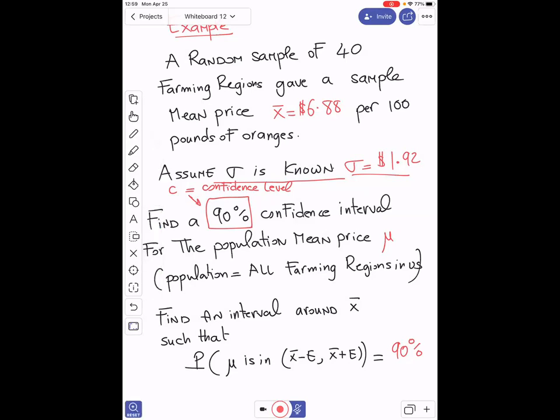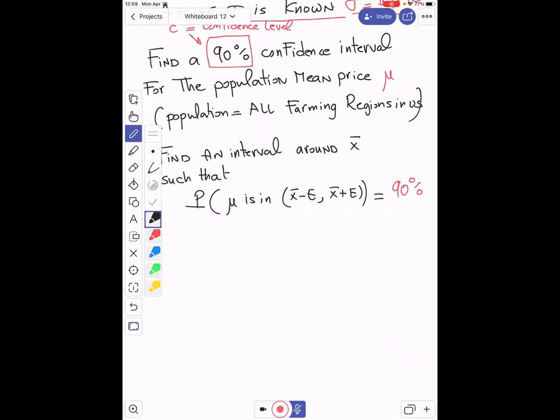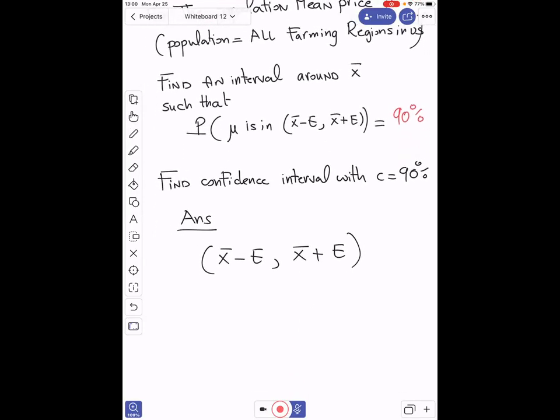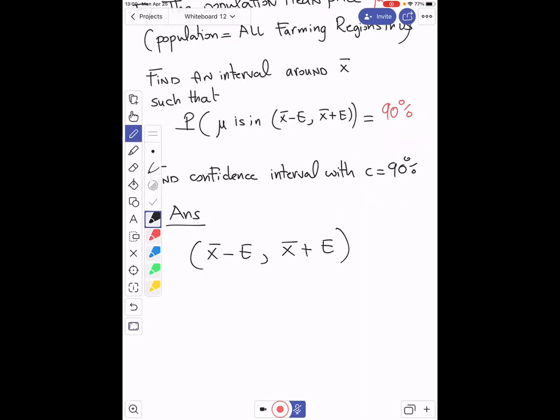So all you have to do, guys, is to find the confidence interval with confidence level C equal to 90%. What's the formula for this? The answer is going to be X bar minus E, X bar plus E. Now, X bar is known, it's given. So the problem is to compute this margin of error, E. All you have to do here is compute E, the margin of error.